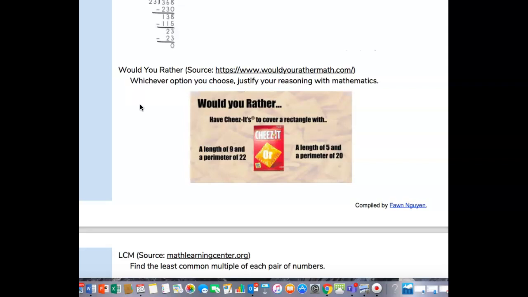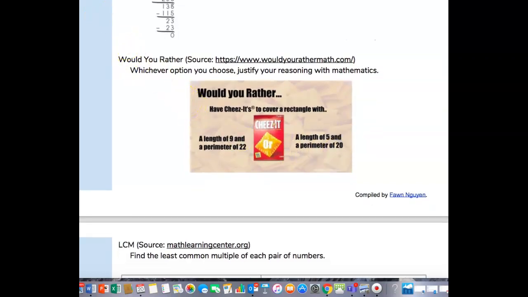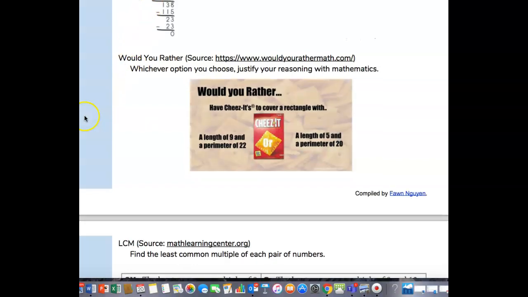I'm almost done. All right, so let's see. Would you rather have Cheez-Its to cover a rectangle with a length of 9 and a perimeter of 22, or a length of 5 and a perimeter of 20? Okay, so I guess the idea is to see which option would give you more Cheez-Its, is I guess what they're trying to ask you.